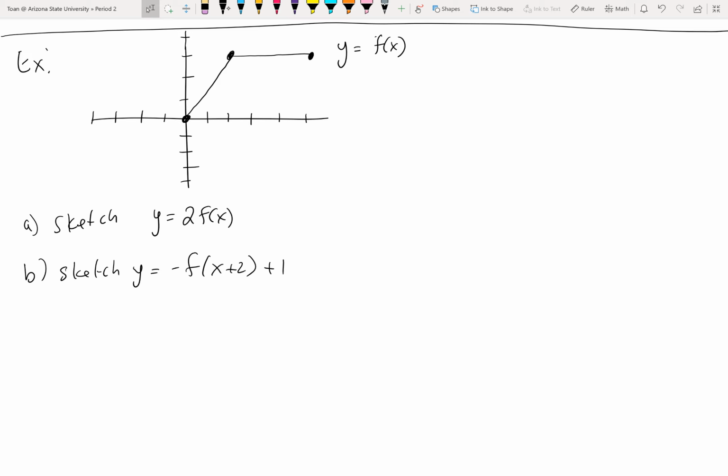So let's do letter A first. I'll do a solution in a different color. If you read this, tell me, just in layman's terms, you don't have to use fancy technical math jargon, what does this notation tell you to do? What is it literally doing? It's doubling the function, right?